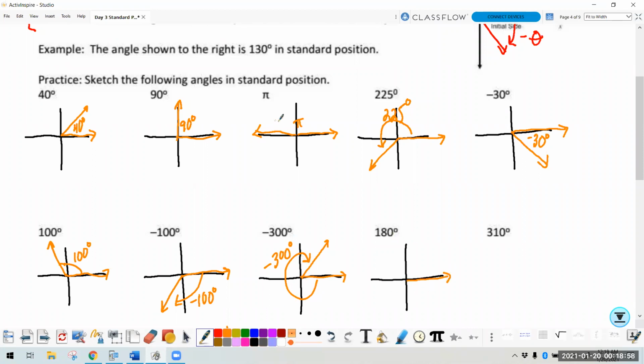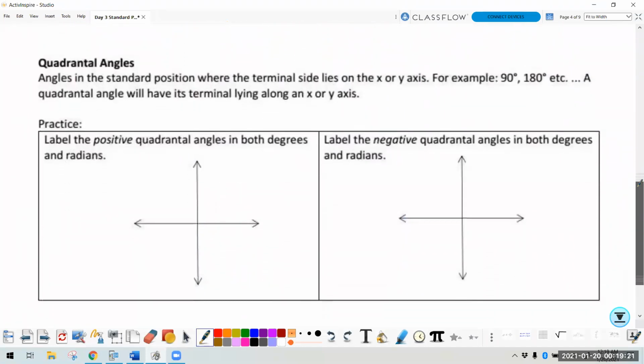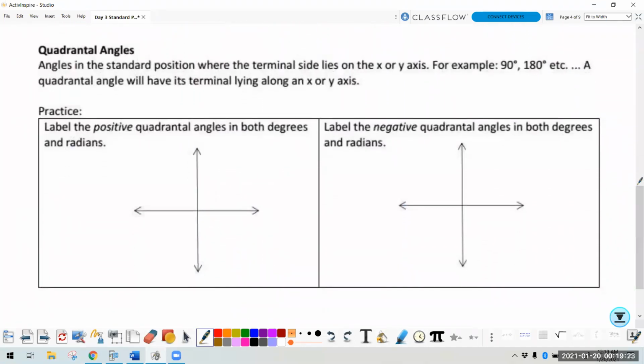Initial ray, so 180 is going to be the same picture as this pi. And then 310, that's going to be over here where this whole angle is the 310 degrees. Okay, so then the next topic is quadrantal angles. We'll pause here for you to write down what a quadrantal angle is.